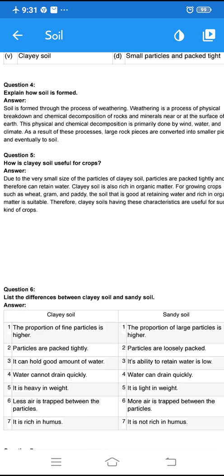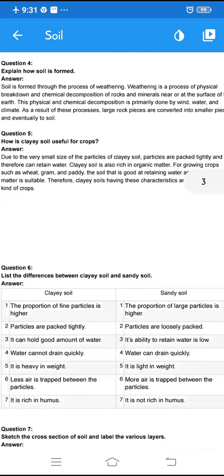Okay, so what is question number 4? Let's see. Explain how soil is formed. So you have to explain the process of formation of the soil. Yes, let's go for the answer now.